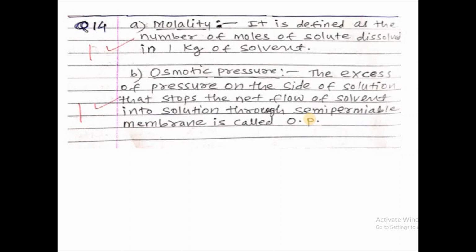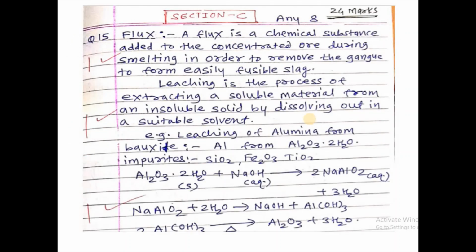Question number 14. Define molality and osmotic pressure. This is the definition, 1 mark for each. Molality is defined as the number of moles of solute dissolved in 1 kg of solvent. Here 1 kg of solvent is necessary. If you write 1 kg of solution, it is wrong. Osmotic pressure: the excess of pressure on the side of solution that stops the net flow of solvent into solution through semi-permeable membrane is called osmotic pressure. These are the 2 definitions.